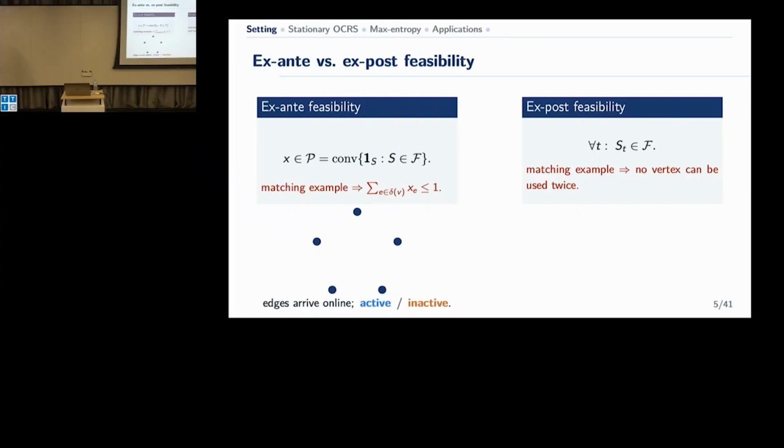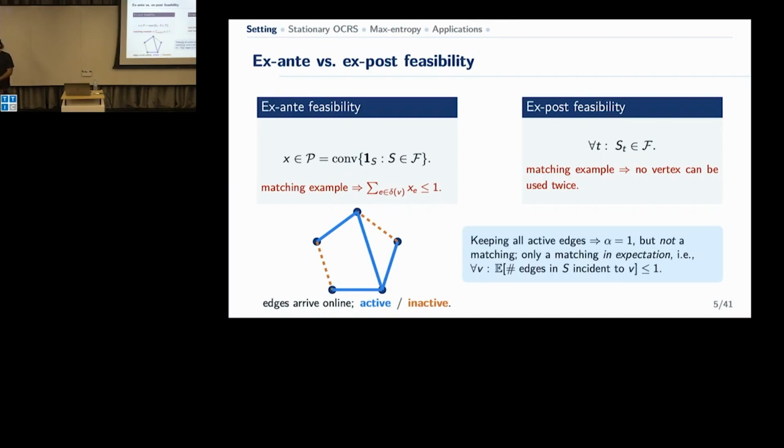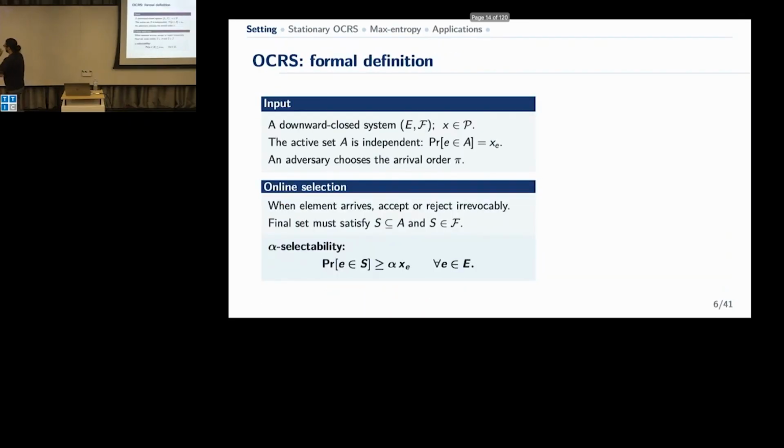So now, if the online rounder gives me the edges of the graph, and once an edge arrives, you get to see the activation. If I select all the active edges, in this case edges that are blue, then you have the maximum selectivity. Alpha is going to be equal to 1, meaning that you're going to be exactly the same as the ex-ante plan in terms of allocation probability of the edges. But then this is not going to be a matching. This is just going to be a matching in expectation, meaning that if I look at any vertex in the graph, the expected number of edges incident to that vertex would be at most 1. And this is what an online contention resolution scheme would do.